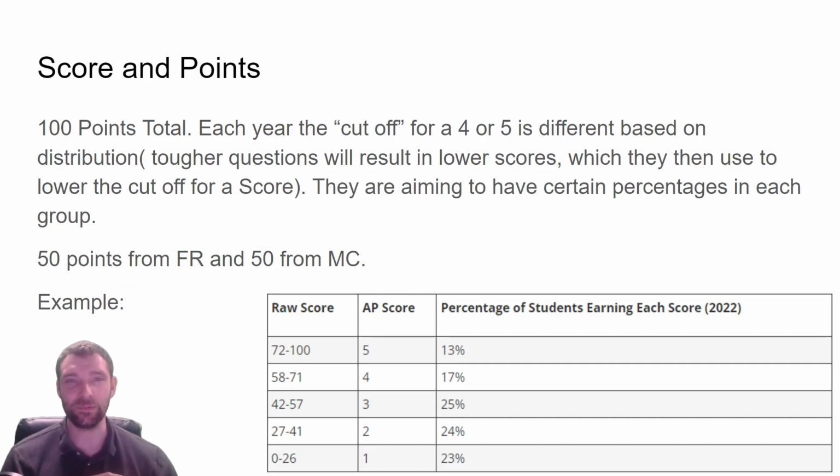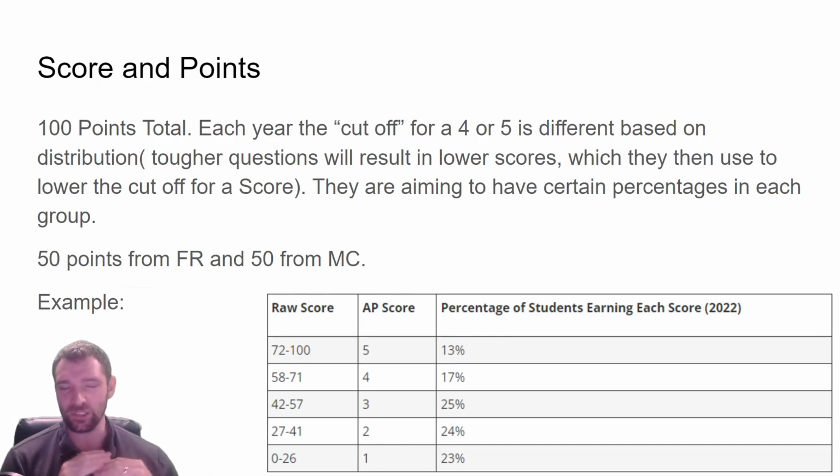A lot of people think a 5 is like an A, so they think it's kind of like 90%, but you can get like 72 out of 100 of the points on this exam and still get the 5, which is the best score possible. So just keep in mind that the cutoff for this is a little bit different than what you're used to in a traditional grade setting. But there are other things to keep in mind in addition to that as well.